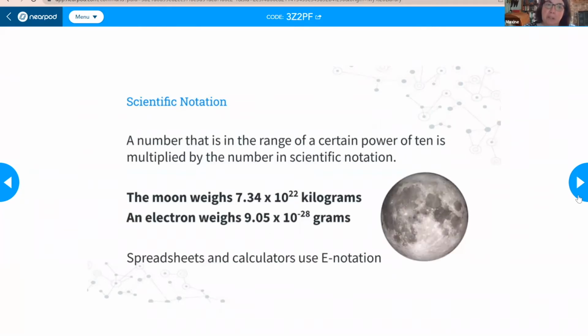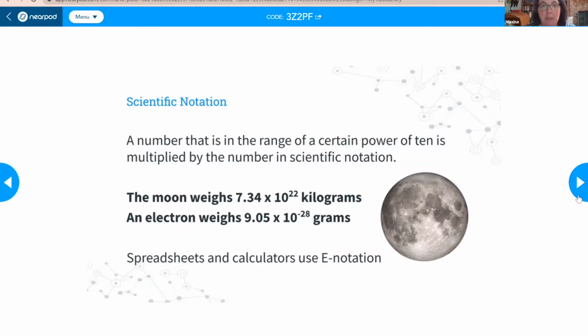We can use these in different places. Like if we were talking about something the size of the moon, it weighs on the order of 10 to the 22nd kilograms, a very large object. An electron, being the very opposite on scale of that, is very, very small, weighing 10 to the negative 28th grams. So very, very big things we need scientific notation for, and very, very small things we need scientific notation for.